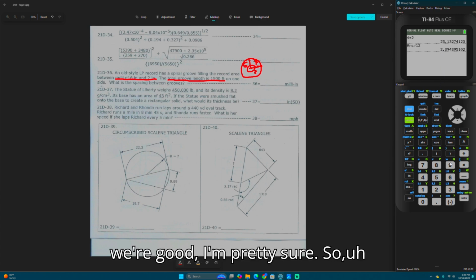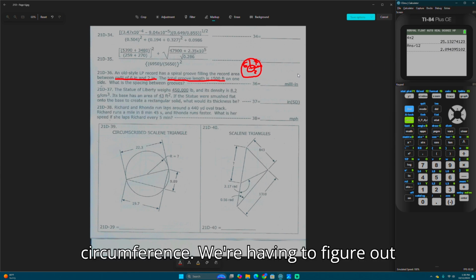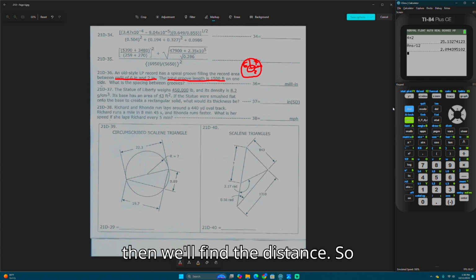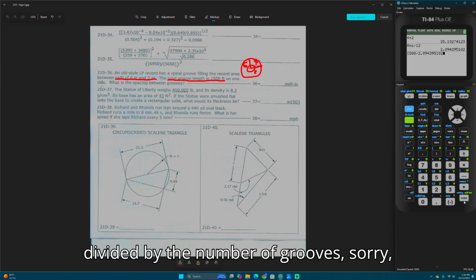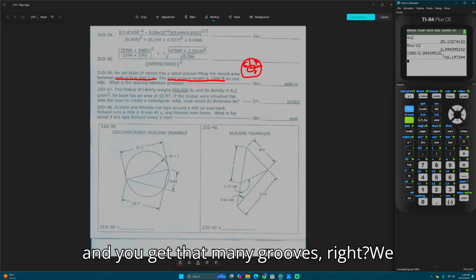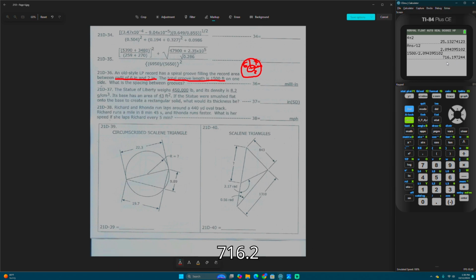I'm pretty sure. So there's 2 feet on average per circumference. We're having to figure out how many grooves there are, and then we'll find the distance. So the total length is 1,500 divided by the average groove circumference, and you get that many grooves. We won't have to round that. So you have 716.1 or .2 grooves.